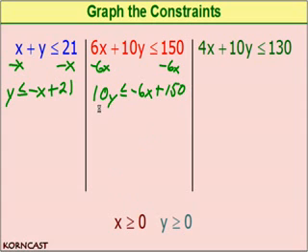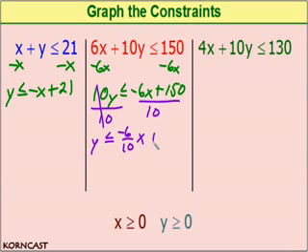Next thing I must do is divide both sides by 10. And I must remember that when I divide by 10, I need to divide everything by 10. So I'm going to get negative 6/10 times x plus 150 divided by 10.